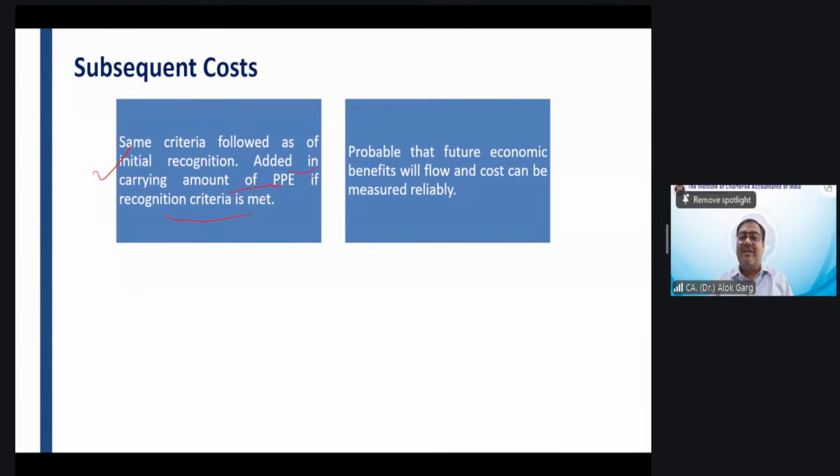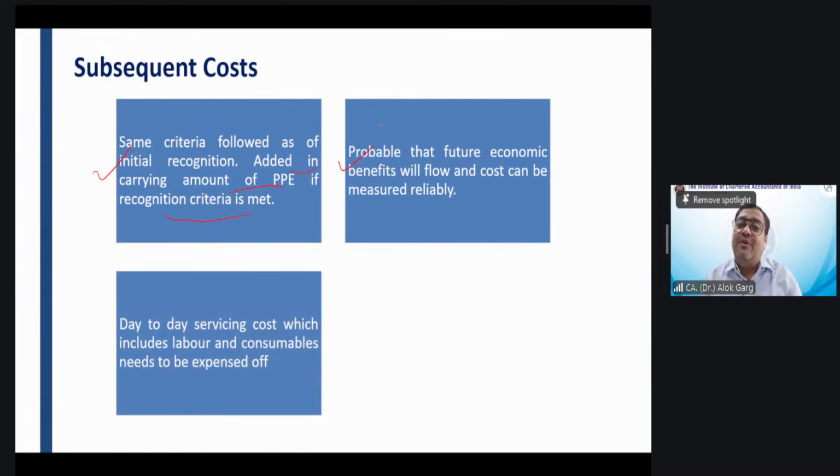So you are absolutely right. The old engine needs to be de-recognized, right? We have to, because this old engine is scrapped, damaged. So we need to de-recognize the old engine and we need to recognize the new engine. We need to capitalize the new engine. Okay. So the criteria is given: future economic benefits should be probable, cost can be measured reliably.